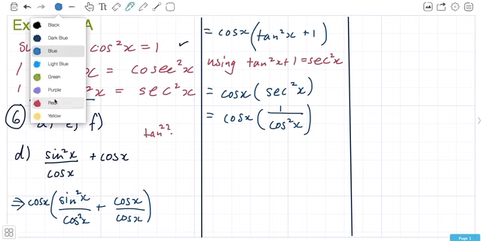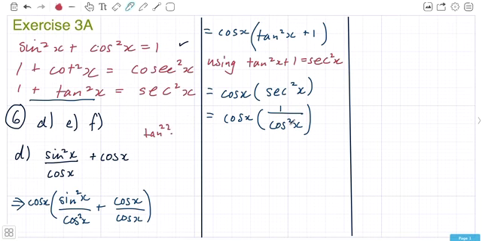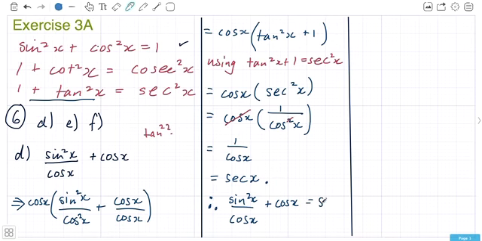So what you can do is cancel. When I'm cancelling things with powers, because one of those cos x's will cancel, I just cross the little power out. So all I'm left with is 1 over cos x, which is sec x. So what you've shown, therefore, is that what you started with, sine squared x on cos x plus cos x, actually all boils down to sec x. Okay, so that's that first one. I'll just draw a box around that one. That's D.